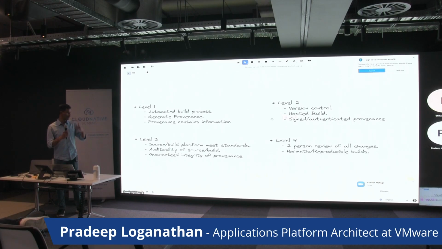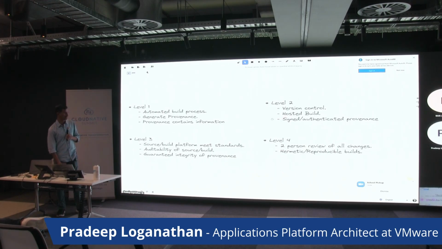And it's not just your build which is being audited, but also your build environment, which can be audited at any point in time. And level 3 also ensures that there is a guaranteed integrity of provenance. I will also run through creating provenance using frameworks. Level 4 is primarily 2 people reviewing all changes, but more interestingly, it's about hermetic or reproducible builds.